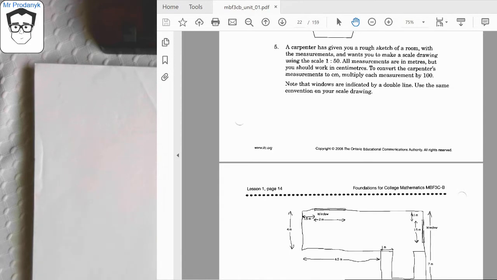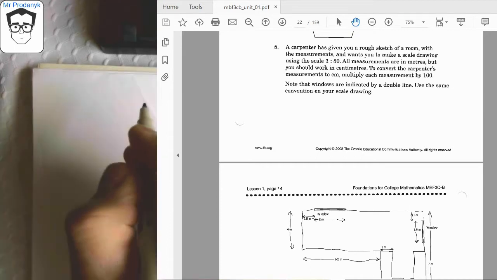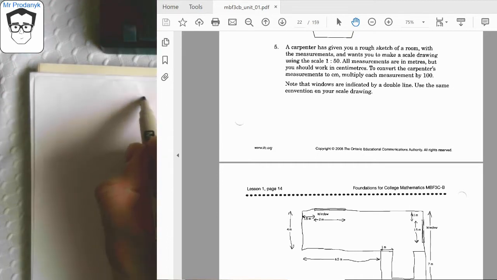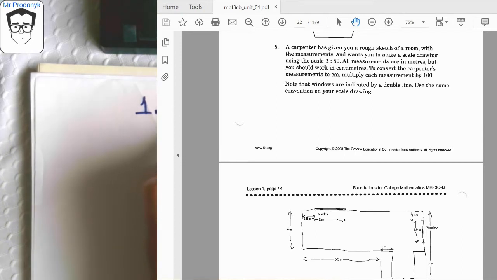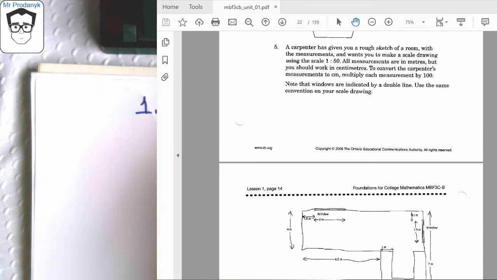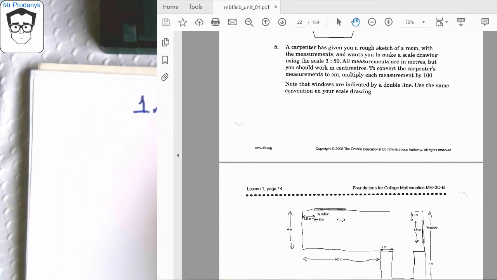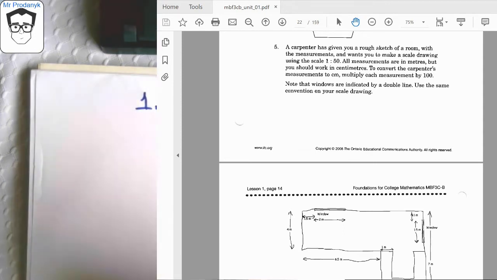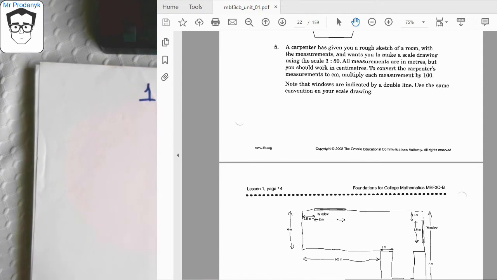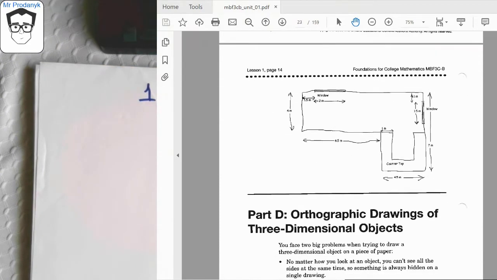So it says to convert the carpenter's measurements to centimeters, multiply each measurement by 100, because there are 100 centimeters in each meter. So 1 meter equals 100 centimeters, because that's what centi means. The prefix centi refers to 100 or 100th. Somehow we're talking about 100 when we use the prefix centi in front of meter.